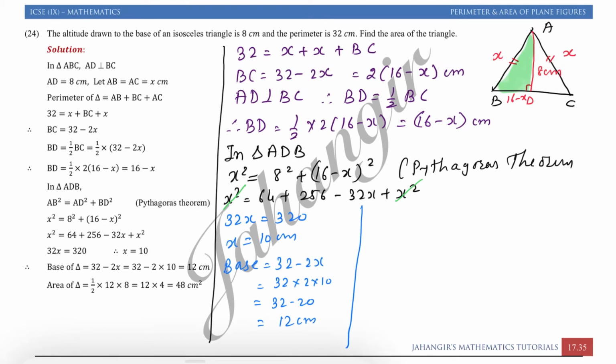Now we need to write area. Area of triangle is equal to half into base into height. So that is half into base is 12 into height is 8. 2 sixes are 12, 6 eights are 48 centimeter square.